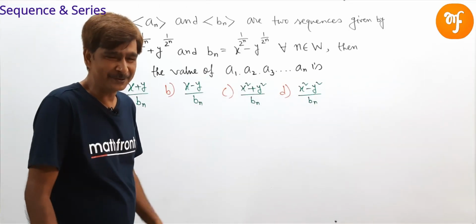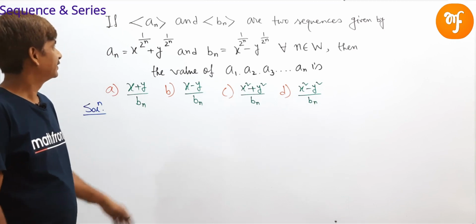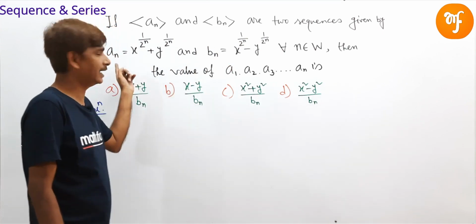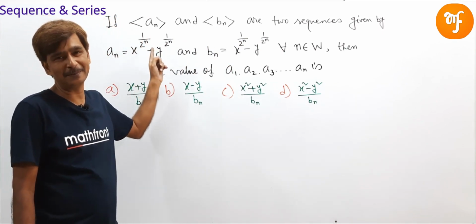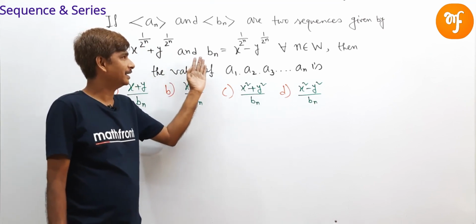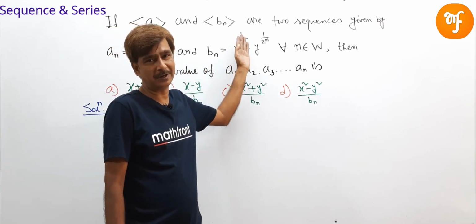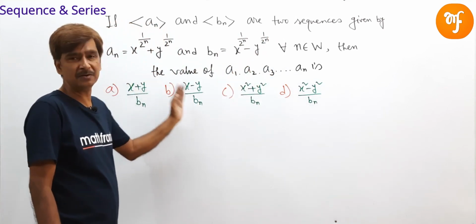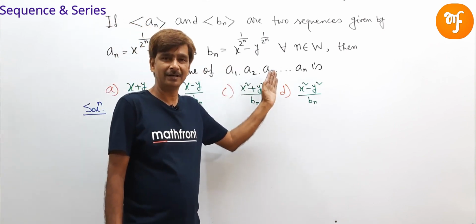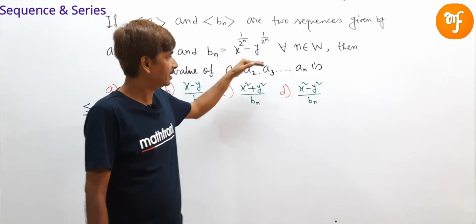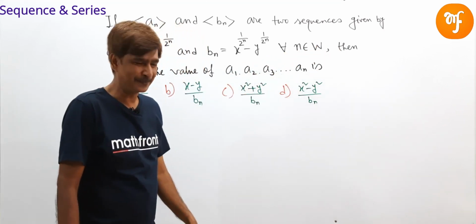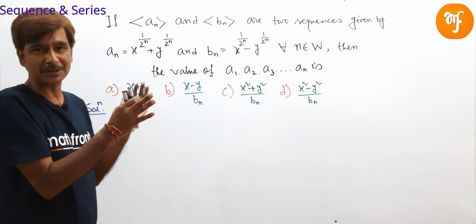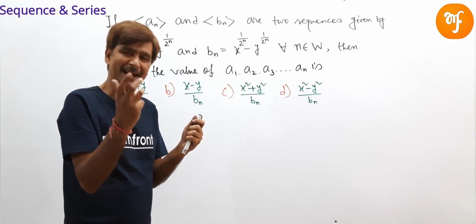So friends, look, another very tricky question. If sequence an and sequence bn are there such that an is equal to x to the power 1 by 2 to the power n plus y to the power 1 by 2 to the power n, and bn is equal to x to the power 1 by 2 to the power n minus y to the power 1 by 2 to the power n, then we have to find the value of a1 into a2 into a3 dot dot till an, and here given n belongs to whole number. Options are given on your board. Now to solve this numerical, we'll use a very good and interesting trick.